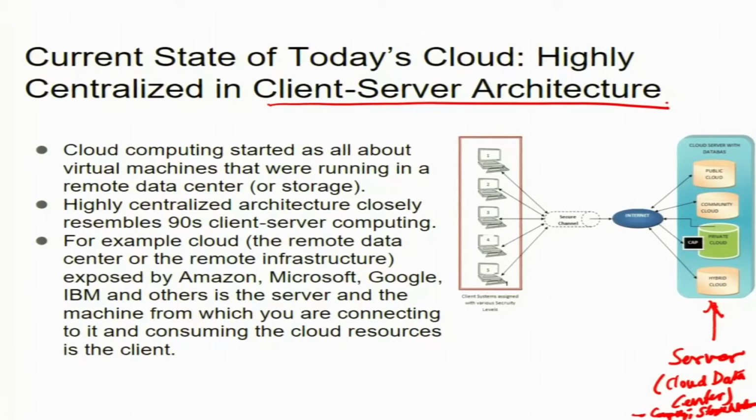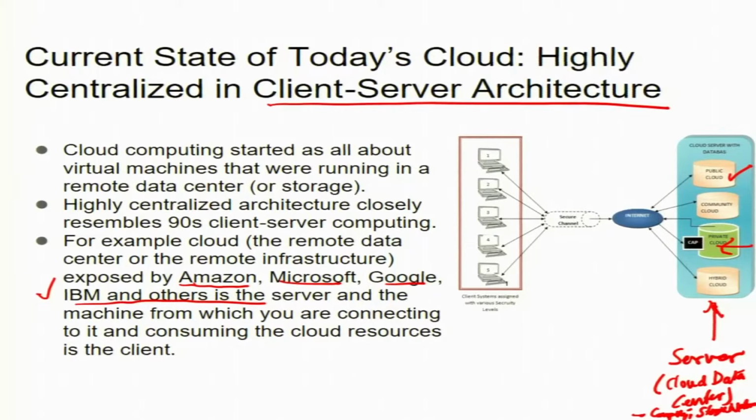Now, this architecture, which is called a client server architecture, in which today's cloud is operating, is provided by different vendors such as Amazon, Microsoft, Google, IBM and many others. There are different models of this architecture, and the first is called a public cloud. If the entire data center or computing infrastructure is provided by these vendors, then it is called a public cloud.